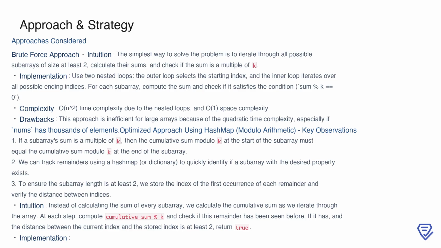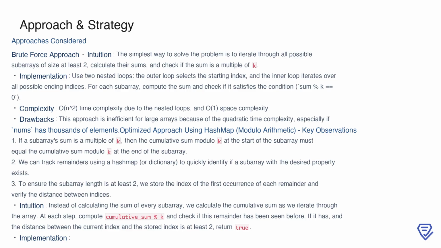While this method is simple, it is computationally expensive, with a time complexity of n squared, due to the nested loops. Additionally, it has a space complexity of 1, since we are not using any extra storage. However, the downside is clear: this approach becomes impractical for large arrays, especially when dealing with thousands of elements.